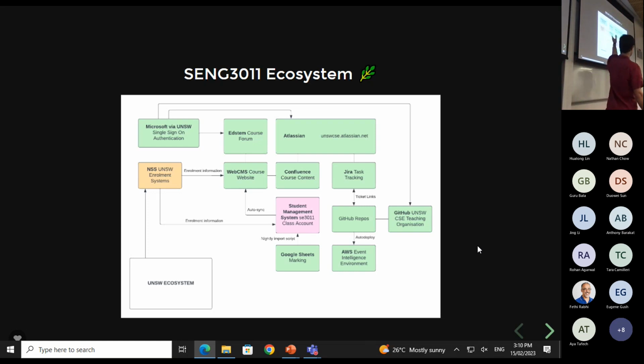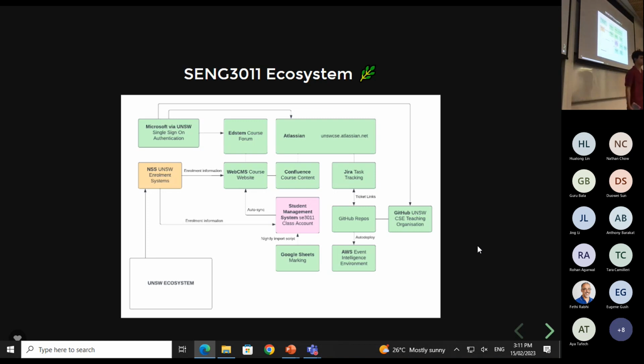We have our Atlassian toolchain with Confluence and Jira, and very soon that'll have SSO as well. We have GitHub, and that's integrated with Jira. You can link your tickets up to your GitHub PRs, and that's also linked to our AWS environment with auto deployments. On the teaching side, we use Google Sheets for marking.